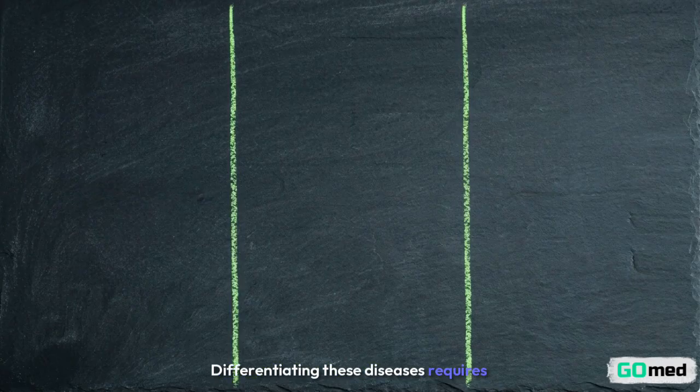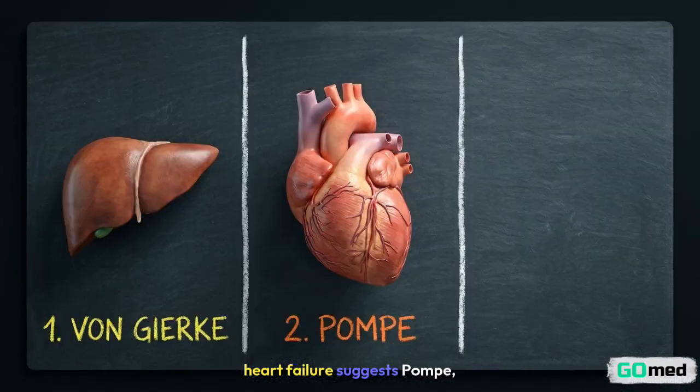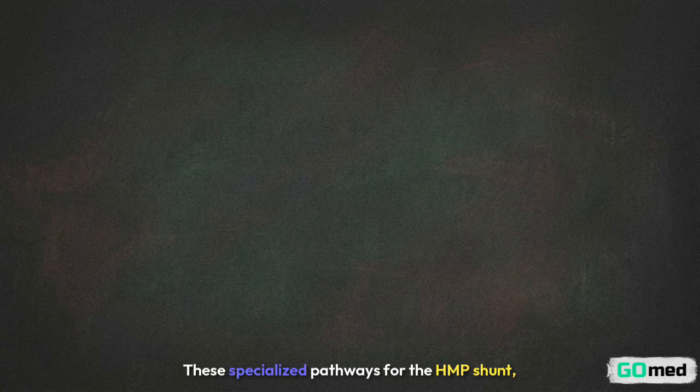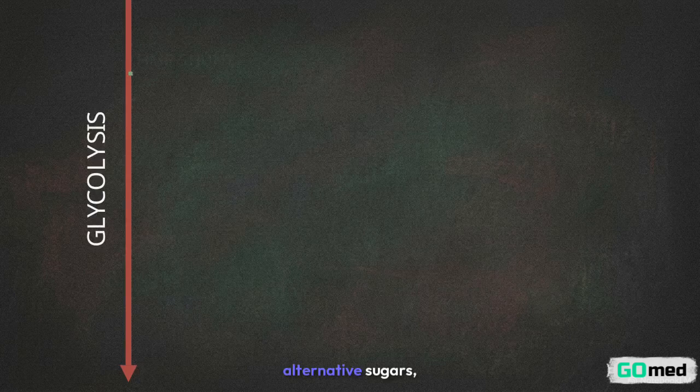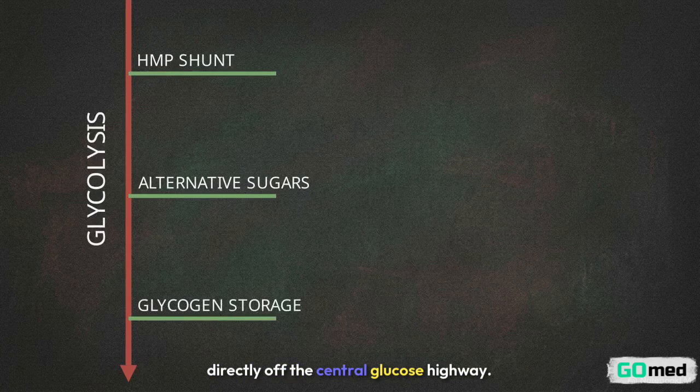Differentiating these diseases requires matching the failing organ to the broken enzyme. Liver failure indicates von Gierke, heart failure suggests Pompe, and muscle cramps point to McArdle. These specialized pathways for the HMP shunt, alternative sugars, and glycogen storage all branch directly off the central glucose highway.